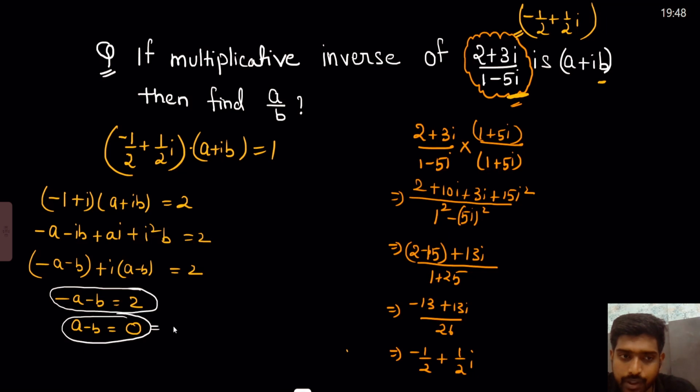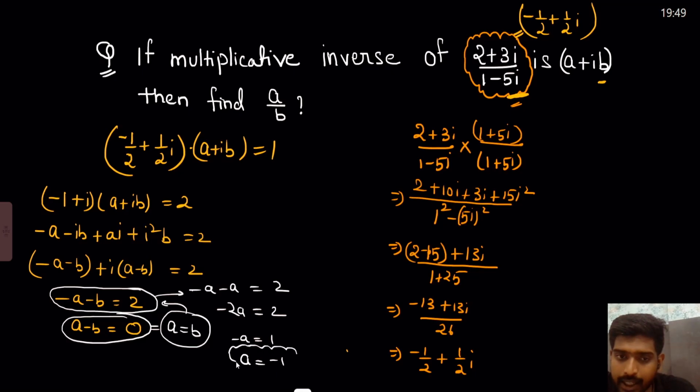So from this equation we got a is equal to b. This we will keep in this equation. We'll get here minus a minus a is equal to 2. So minus of 2a is equal to 2, minus a is equal to 1, a is equal to minus 1. As a and b both are equal, so b is also equal to minus 1.